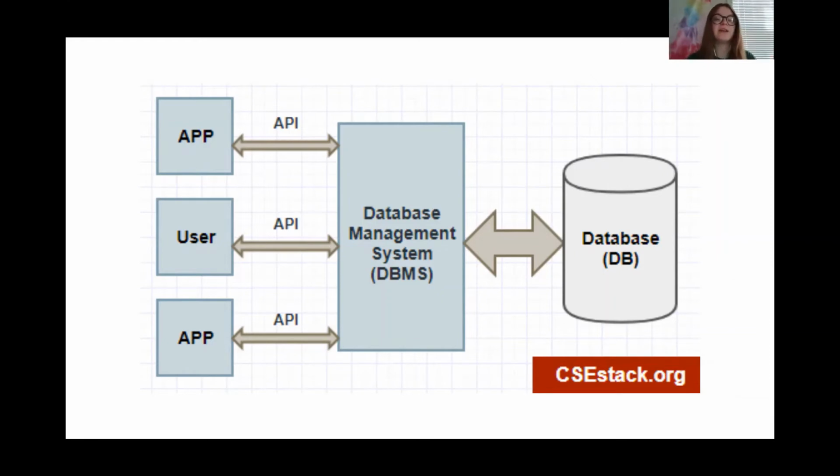On the left here, you have apps and users, and then the database management system and the database. Apps or users communicate with the database through an API, which we talked about last week. They get and fetch information from the API. The applications or users will send information to the database management system, and then the database management system will update or get information from the database and return that to the applications or users that requested information.